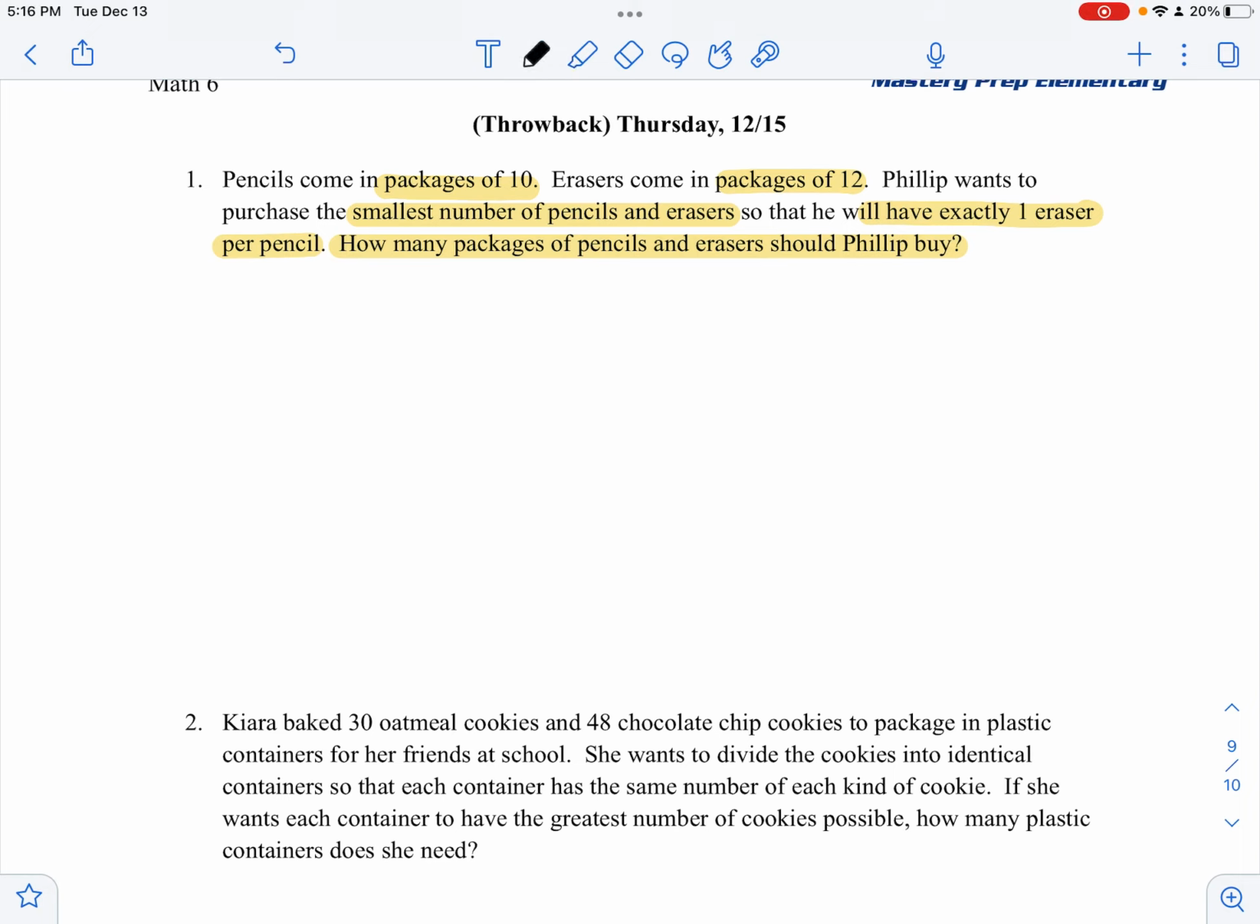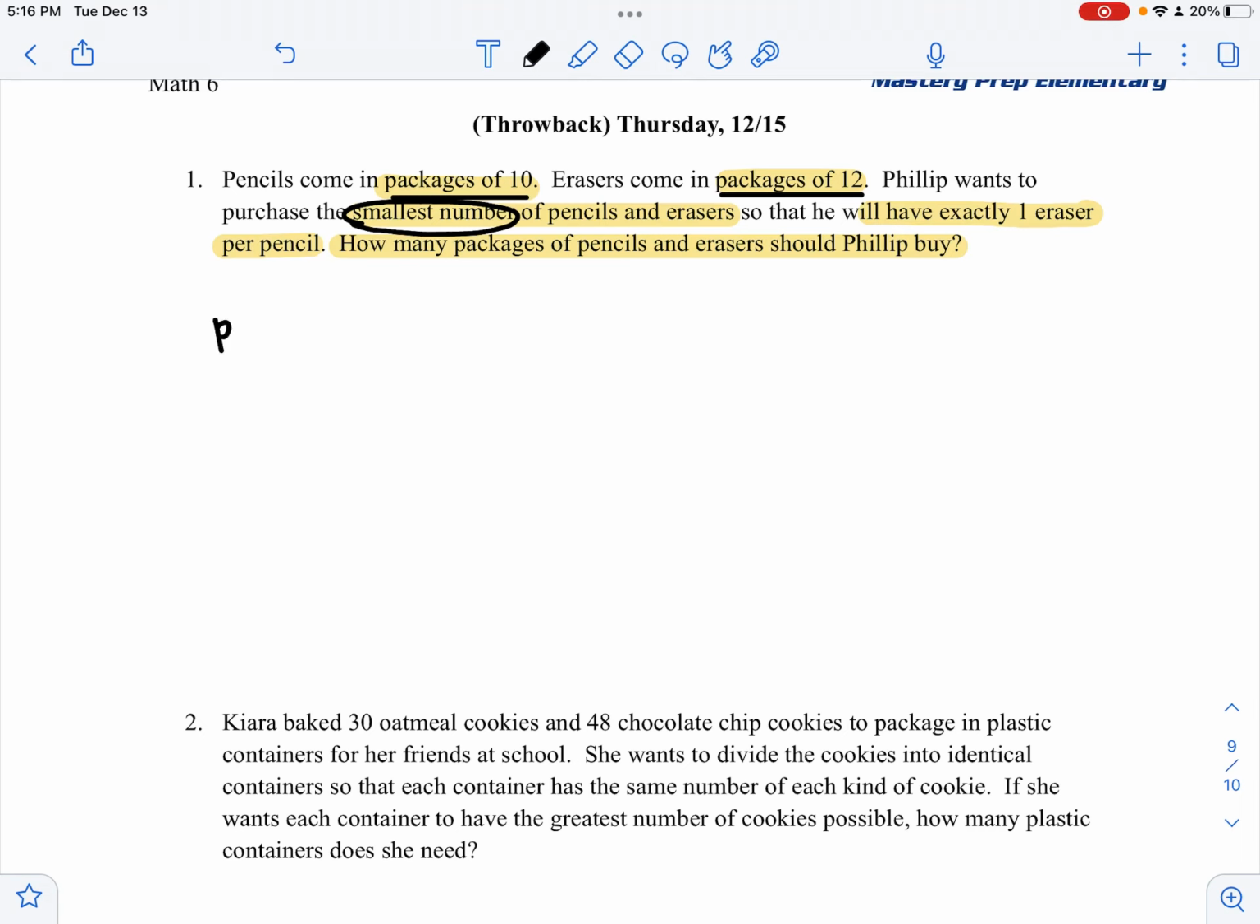There's a few reasons why this problem is an LCM problem. First, we know that Philip is buying multiple packages of 10 and multiple packages of 12. In a GCF problem, he would be splitting up a number of pencils and erasers that he already had into smaller groups to find the factors. But here, he's buying one pack of 10 pencils, 2 packs for 20, and so on. Another hint is that we're looking for the smallest possible number of pencils that Philip could buy. If we were finding the greatest common factor, we wouldn't be looking for the smallest amount.